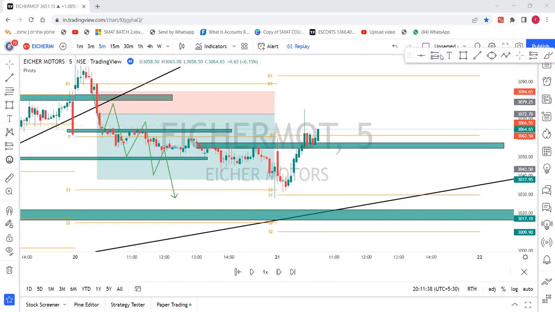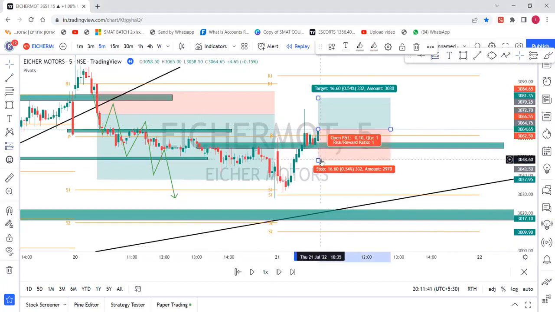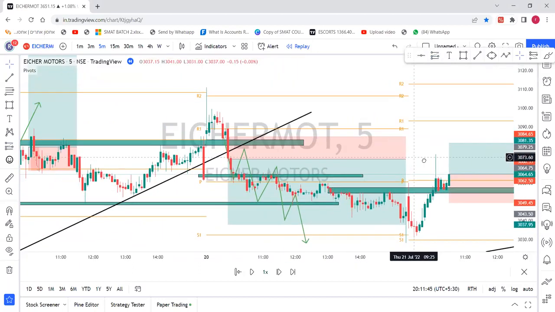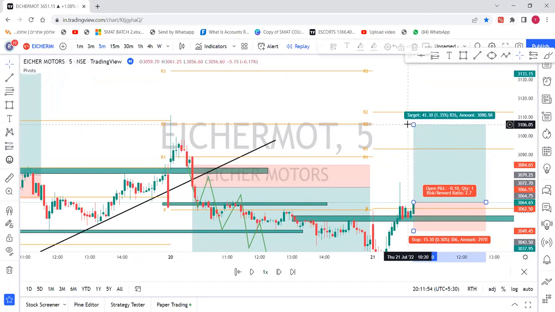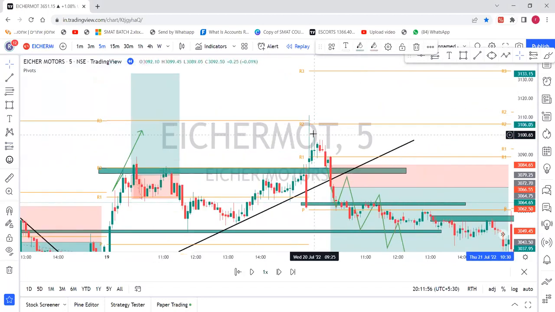Yes, we can go for the trade. Here we are entering at this point of time. Our stop loss will be a bit over here, and I'll keep my target up to this level. First target is going to be over here. Second target, I'm keeping it around this level, by seeing this level I'm keeping my target.